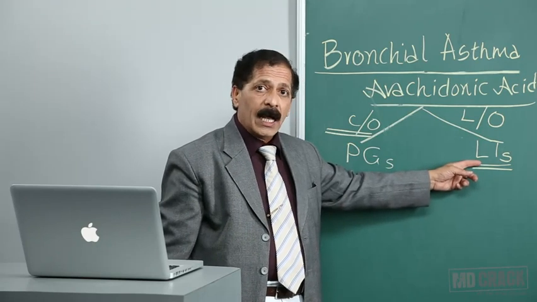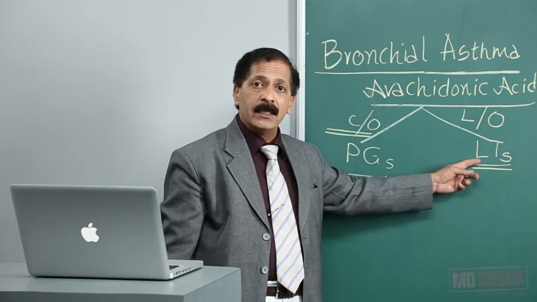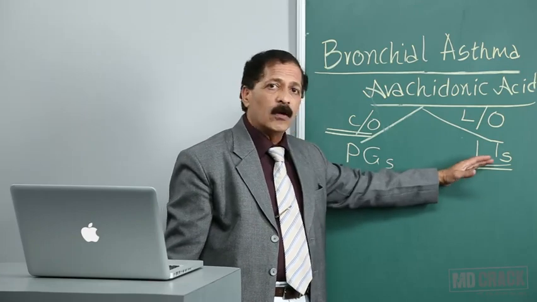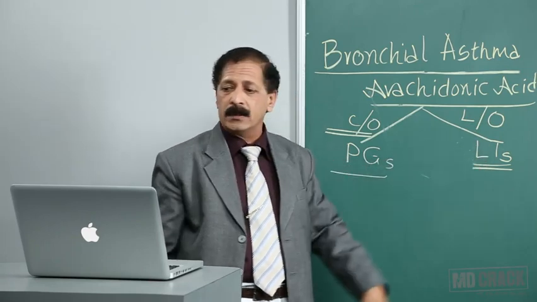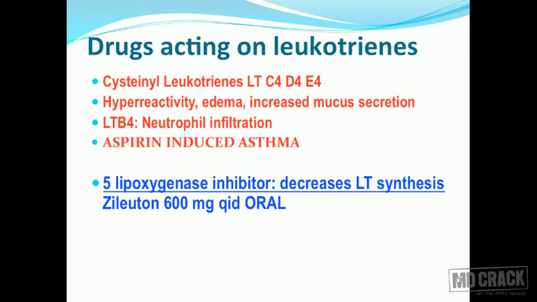And this is how aspirin is responsible for precipitating bronchial asthma. That's the reason we say in patients who are having bronchial asthma, aspirin or salicylates are contraindicated. So aspirin-induced asthma is due to the liberation of leukotrienes. Now, could we do anything to the leukotrienes? Yes, we have various approaches.